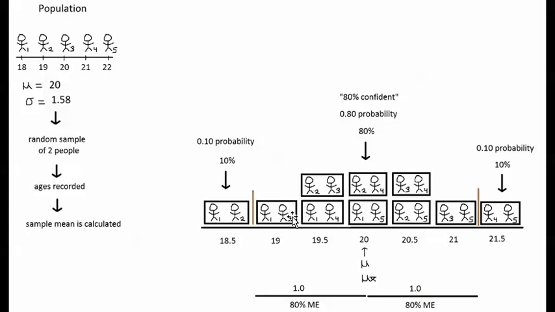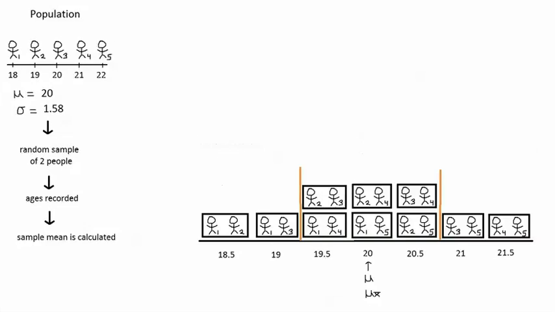Now if I wanted to find the 60% margin of error, how would I do that? Well, if I wanted to find the 60% margin of error, I would need to mark off the middle 60% of the possible samples. There are 10 samples in the sampling distribution, so the middle 60% would be the middle 6. 6 out of 10 is 60%. I just marked off the middle 6 of the possible samples, so I just marked off the middle 60% of the sampling distribution.